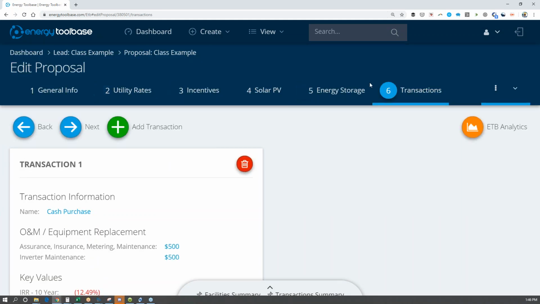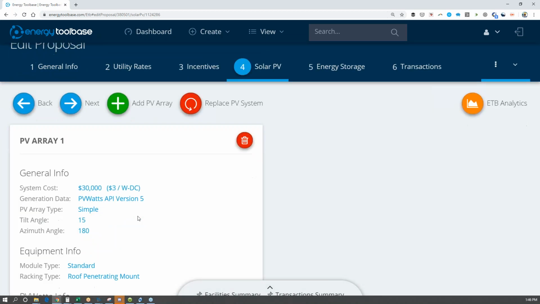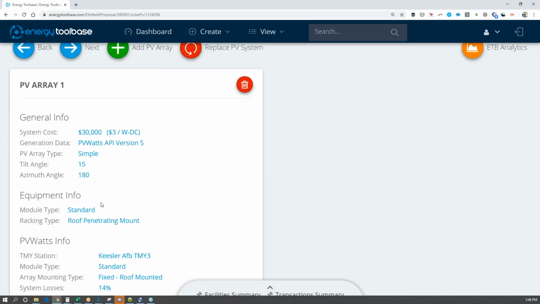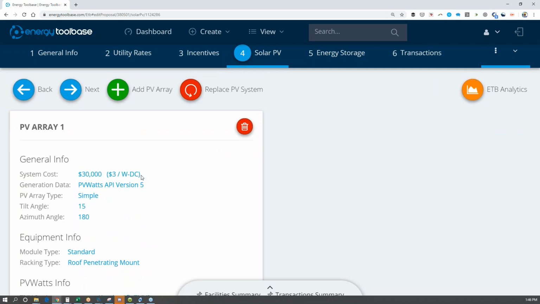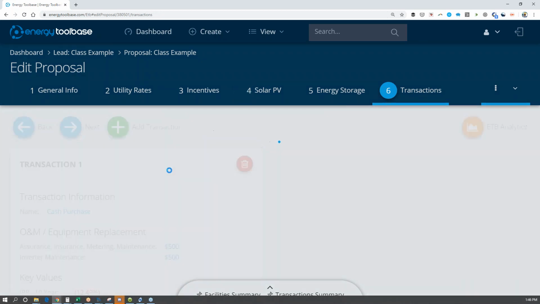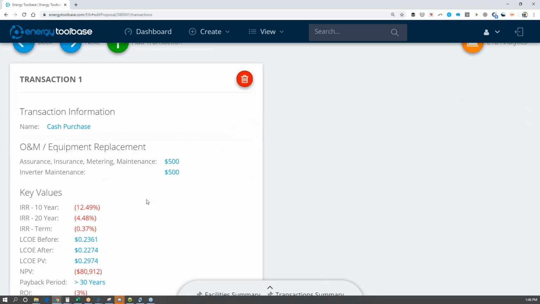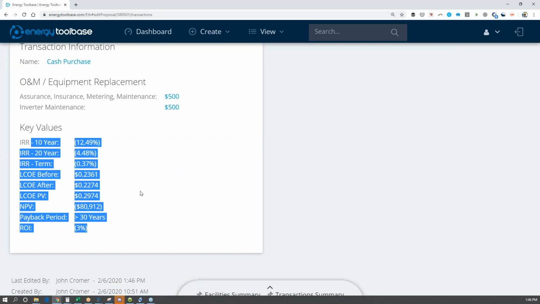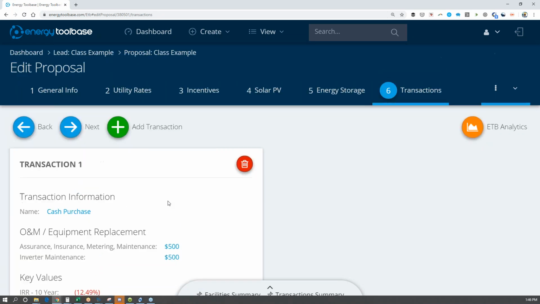And here we're looking at, do I save it? That higher project cost, that $3 a watt solar installation price instead of the $2 a watt solar installation price was enough to kick the payback off of the project.